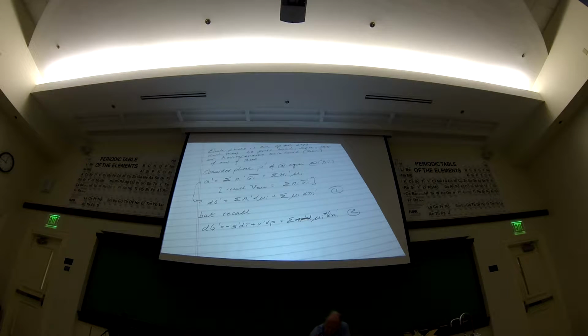Now, notice that these are the same. Therefore, we can equate the right-hand sides of those two equations, one and two. Those drop out, and we wind up with S prime dT minus V prime dP plus the summation of Ni prime d mu i. This is equal to 0, and that's equation 3.